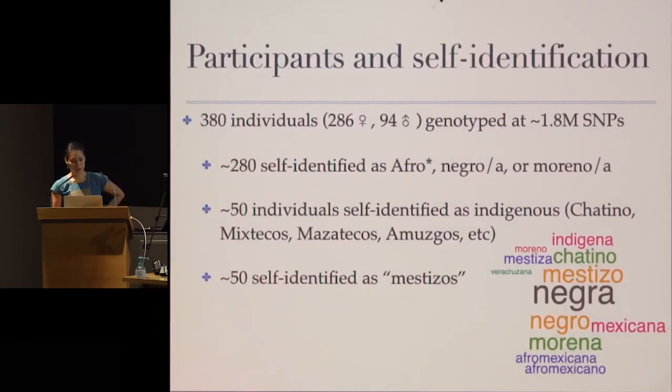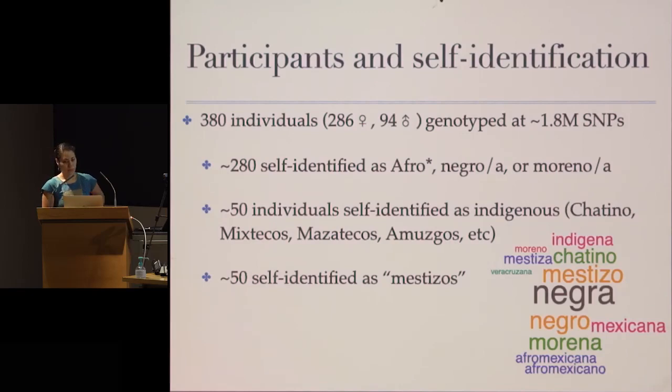Those who agreed to participate in total were 380 individuals, mostly women, and we genotyped them in an Illumina array called MEGA. Most of the participants self-identified as Afro-descendants using different labels like Afro-Mexican, Afro-descendant, Afro-indigenous, but also labels like Negro or Negra, which is black male or female, and Moreno, which is dark-skinned. And the rest were about half and half indigenous and mestizo.